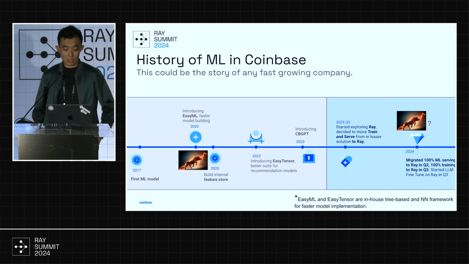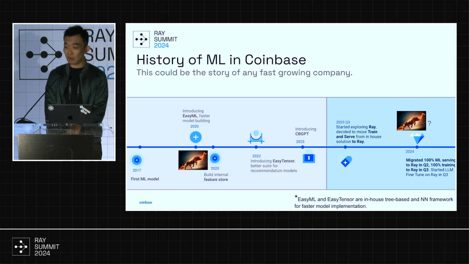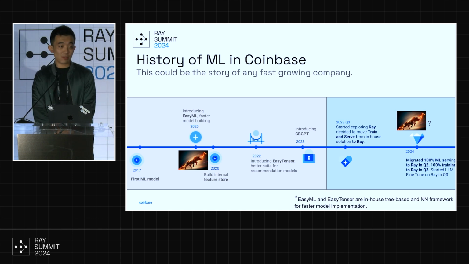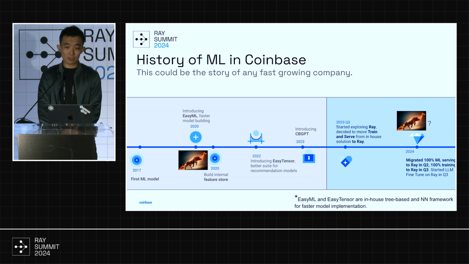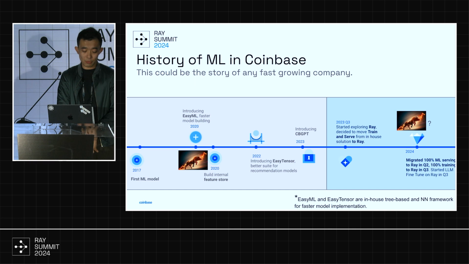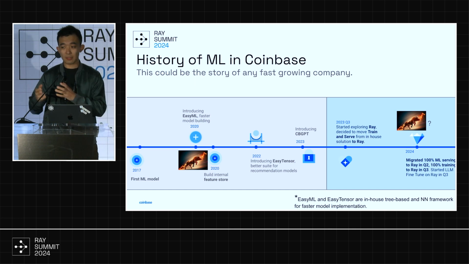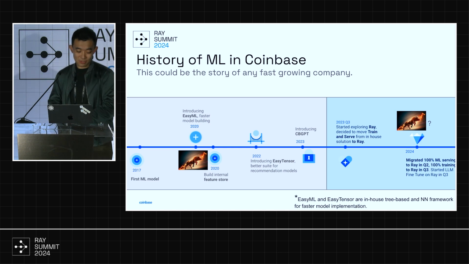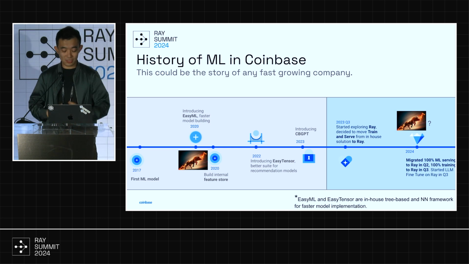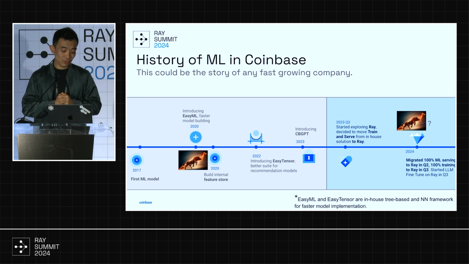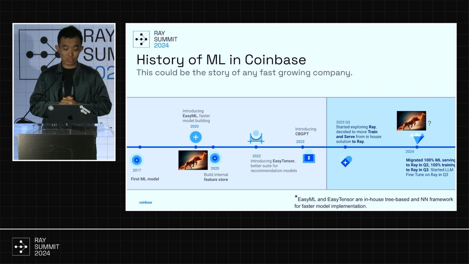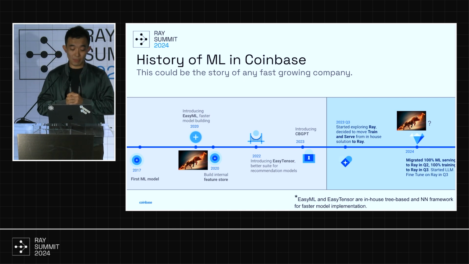Let me give you a short history of machine learning at Coinbase. Probably it could be the story of any fast-growing company. We started with the first machine learning model in 2017. I think it was the ATO or user risk model, which is about whether you should transfer money to a suspicious user. Then in 2020, the last bull run, we introduced a package called EasyML, which helps our machine learning engineers build models faster.